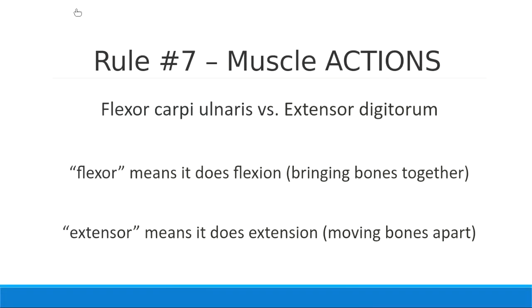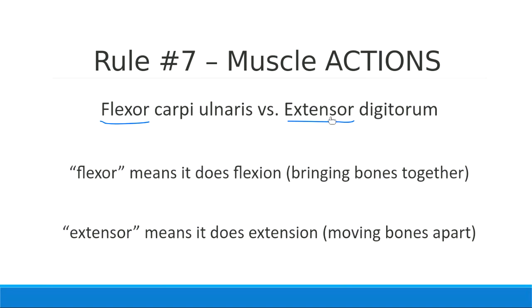We also have the ones that we like the best, right? These are the easiest to identify: flexor and extensor. Anytime I see those kinds of words in their name, obviously that's naming it based on its action, because we talked about flexion and extension.